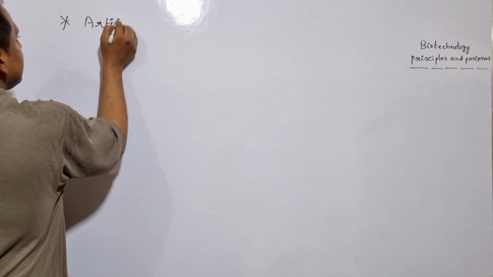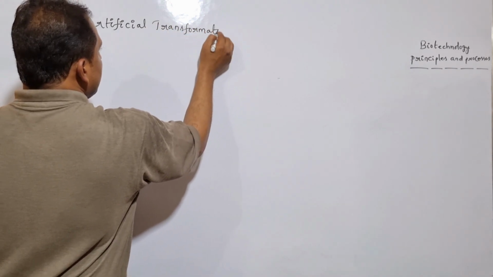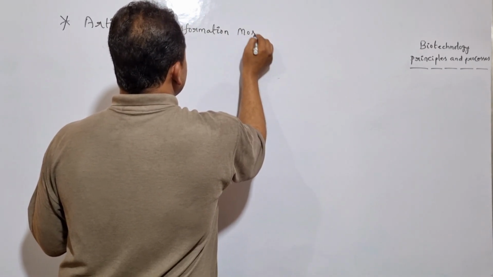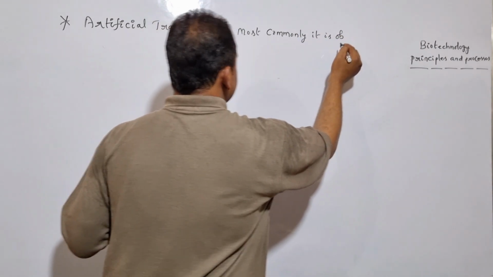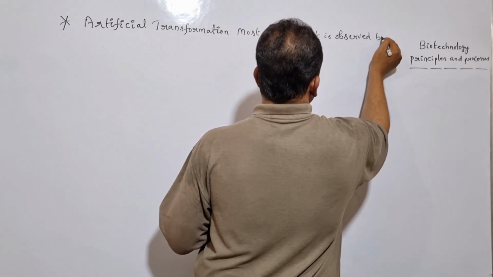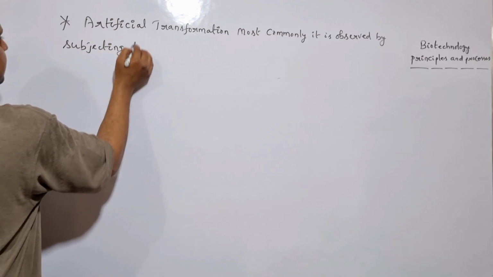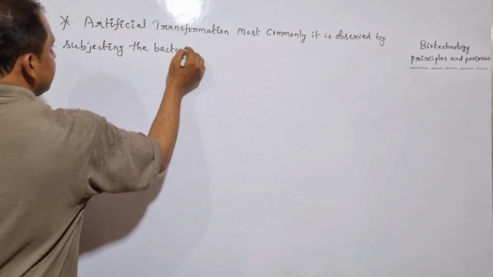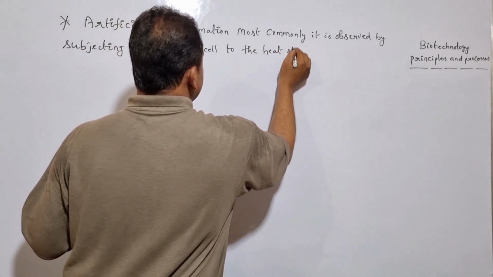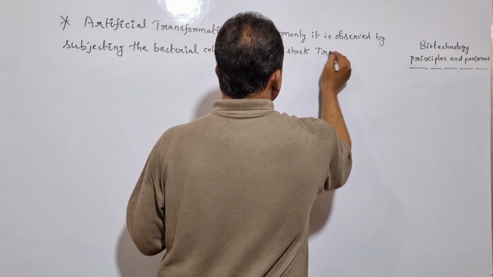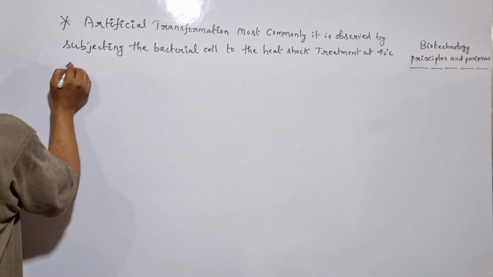Artificial transformation is most commonly observed by subjecting the bacterial cell to the heat shock treatment at 42 degrees Celsius, followed by cold treatment.